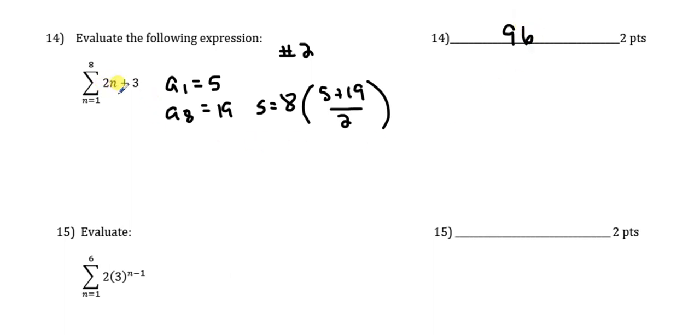So basically, my first term is going to be 2 plus 3, which is 5. And second term is going to be 4 plus 3 is 7. 5 plus 7 all the way up to plus 19. I get up to 96.